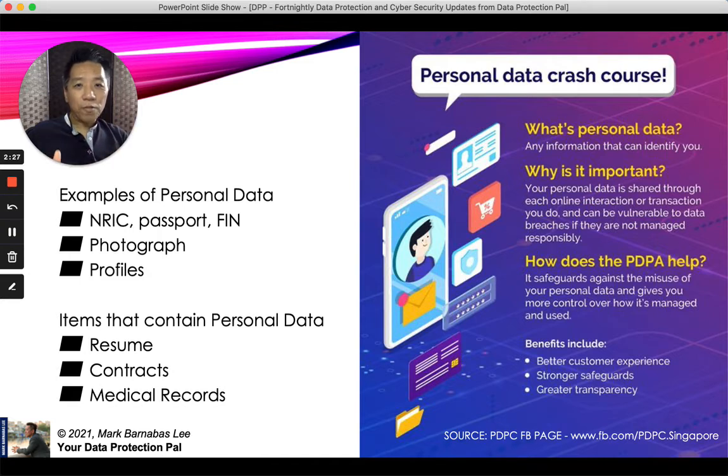And also, if you are part of an organization that handles a lot of personal data, it's a very good idea to find out more on what are some of the obligations of the PDPA. You could go for courses offered by the government, or you could read up on content available from the Personal Data Protection Commission website, www.pdpc.gov.sg, the official government website.